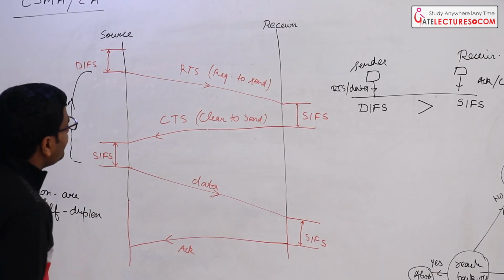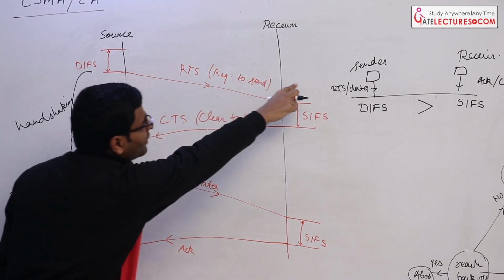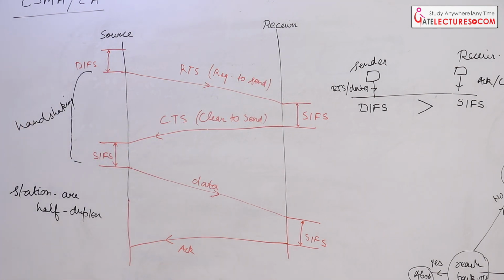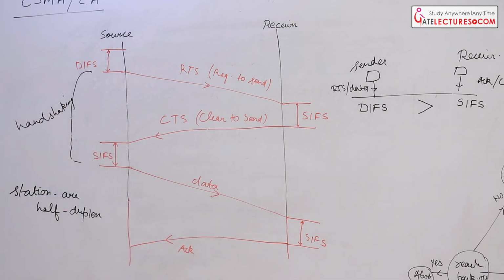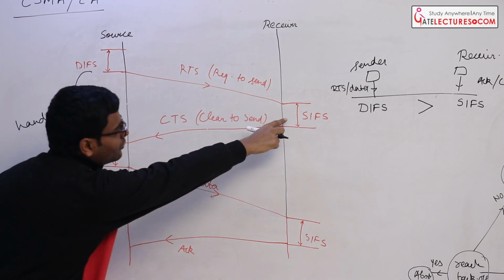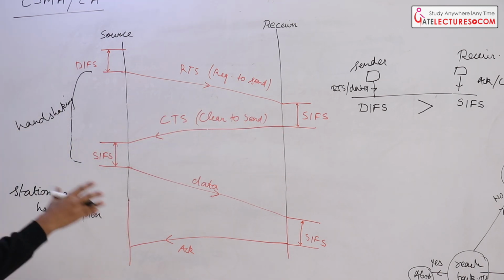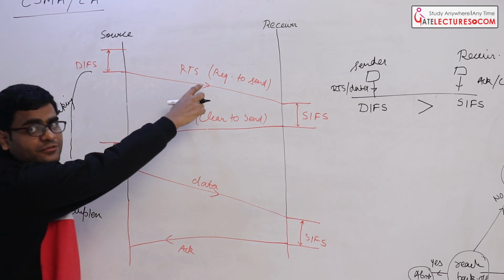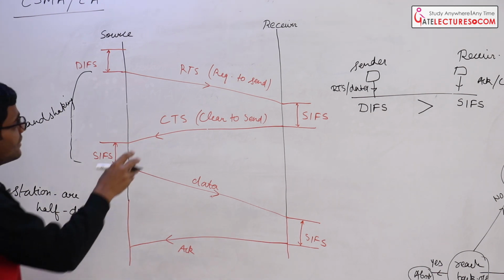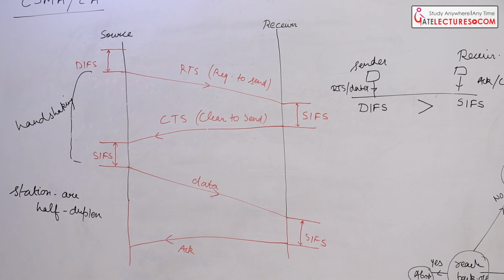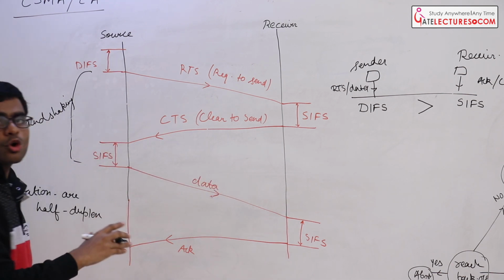For collision avoidance, when this station is sending some data to this station, we also want other stations not to send data in between, to avoid collision. So how do other stations know that they don't have to send any data? For that, this handshaking also helps. When this station sends an RTS packet, all the stations in the range of this source will hear it, and in this RTS packet we have a field called the duration field, which gives the amount of time for which these two stations want to occupy the channel.